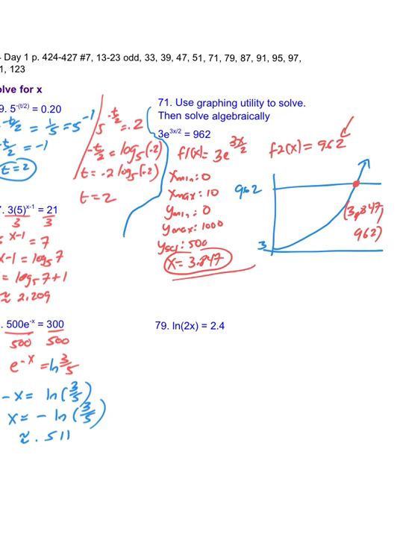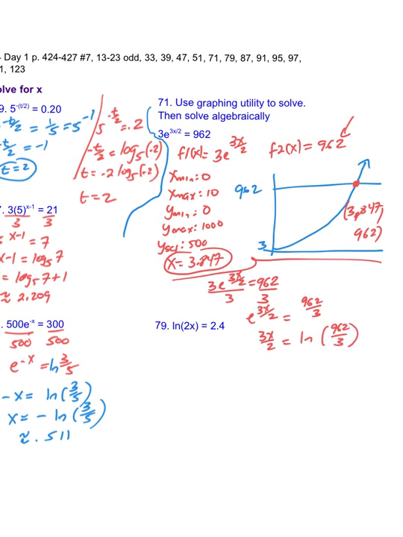So I'll do that here. So we have 3e to the 3x over 2 equals 962. First thing we want to do is isolate the exponential. So we have e to the 3x over 2 equals 962 thirds. Then we can rewrite this in logarithmic form. So 3x over 2 is equal to the natural log of 962 over 3.